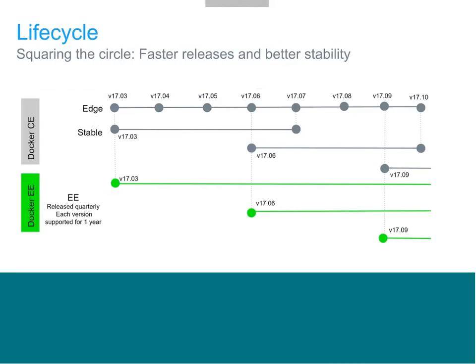This is just to show how the lifecycle works. You can see at the top you have Docker CE, that's Edge and stable, and Edge just shows up every month. And then you can see stable with overlapping maintenance windows. The maintenance window of 17.03 will overlap with that of 17.06, and so on with 17.09. And at the bottom, enterprise edition releases are supported for a full year.